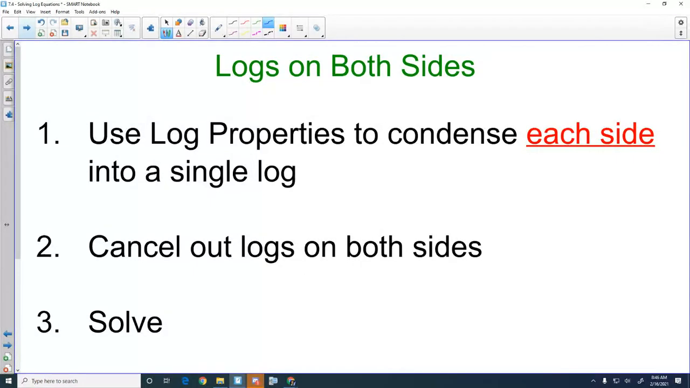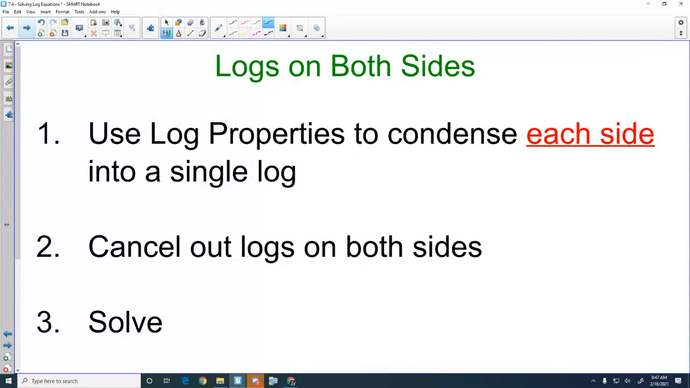First step, pretty similar. We use these log properties to combine logs on both sides. So now I'm going to have some logs on the left, combine them to make a single log. Then you're also going to have some logs on the right side, combine those to make it a single log. When you do this, you're going to have an equation with the log of something equals the log of something, where you have one log on the left and one log on the right.